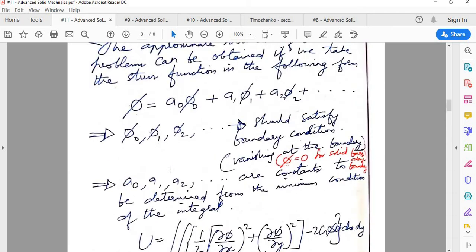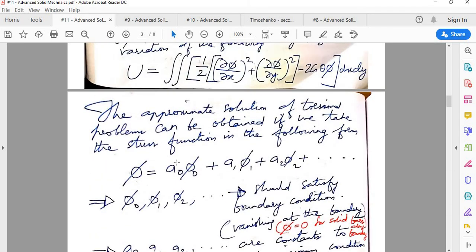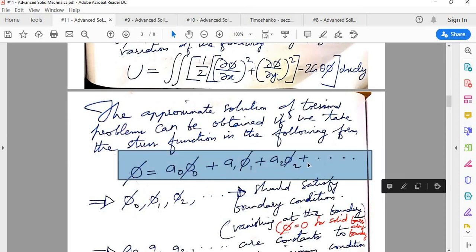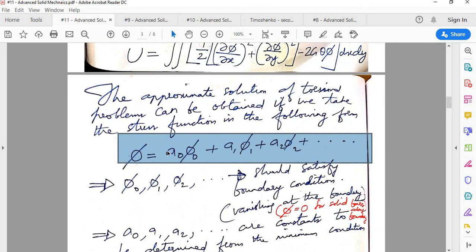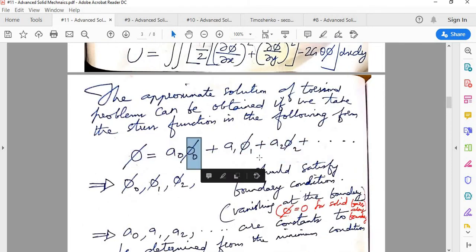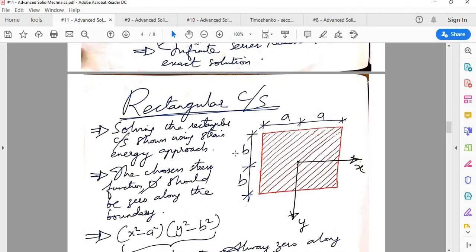Now, the first step in this approach is you have to arrive at a suitable expression for phi, where a0, a1, a2, etc. are constants. And one of the things that we said is this phi should satisfy the boundary condition initially, because ultimately this phi also should satisfy the boundary condition. So in the case of solid bars, we had already said in the start of this lecture as well that, first of all, in the case of any bars, phi is a constant along the boundary. If it is a solid bar, you can take it as 0 along the boundary.